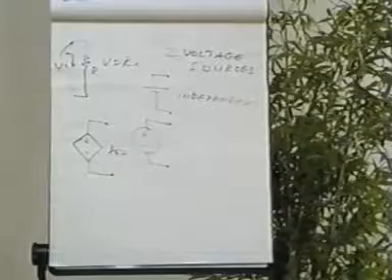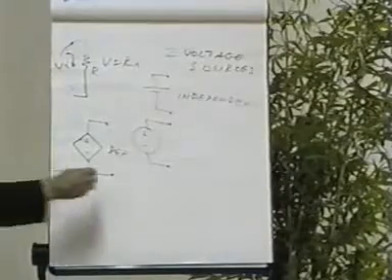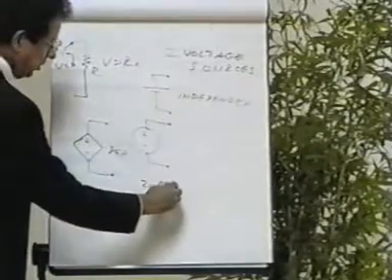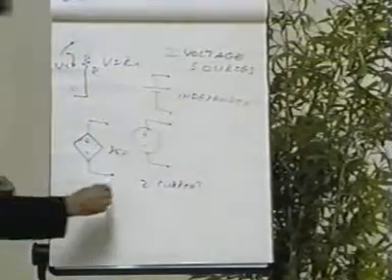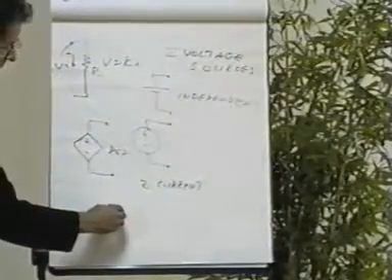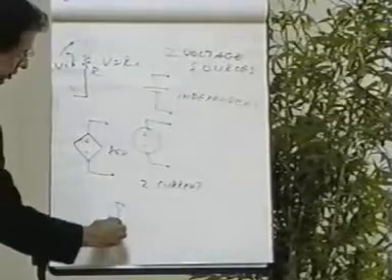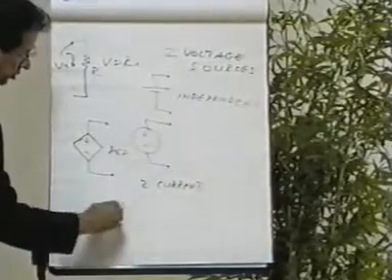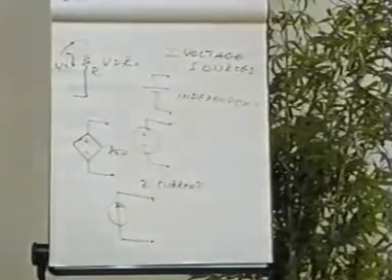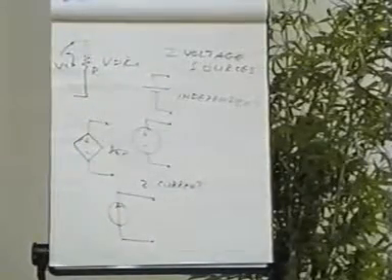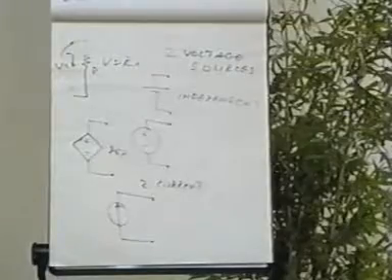Now we also have two types of current sources. And as you can imagine, they're going to follow the same pattern as the voltage sources. The two current sources are, first of all, the ideal current generator, which we show as a circle with an arrow showing the direction of current flow. And this is an independent current source.